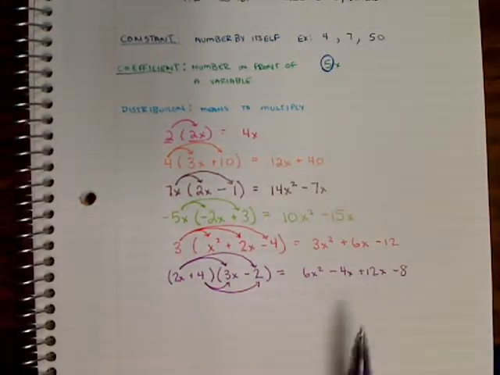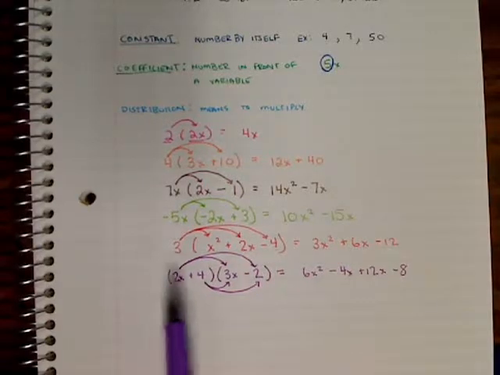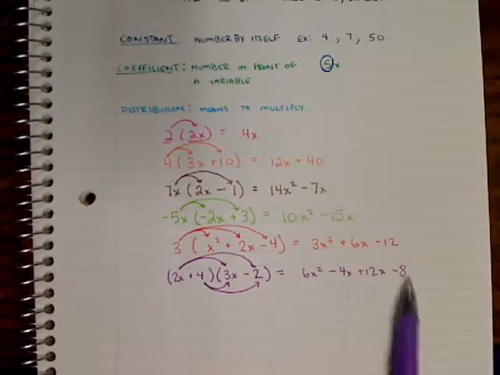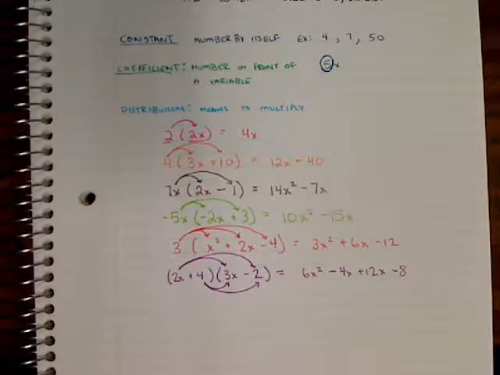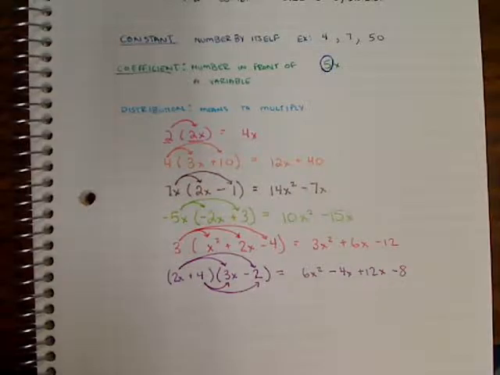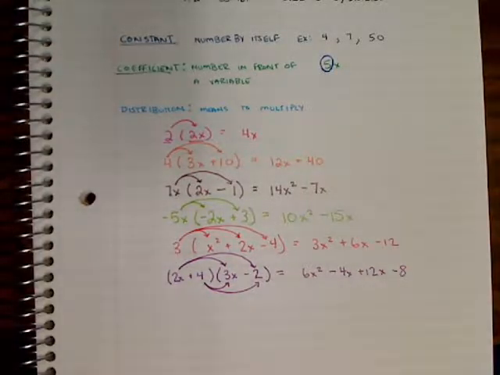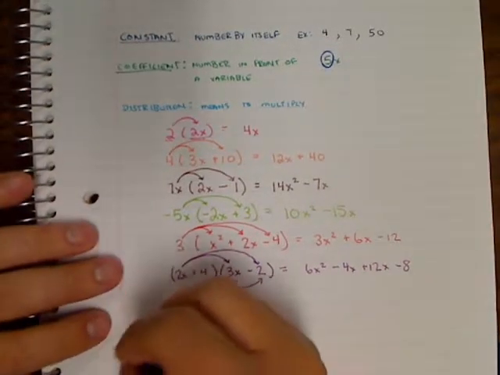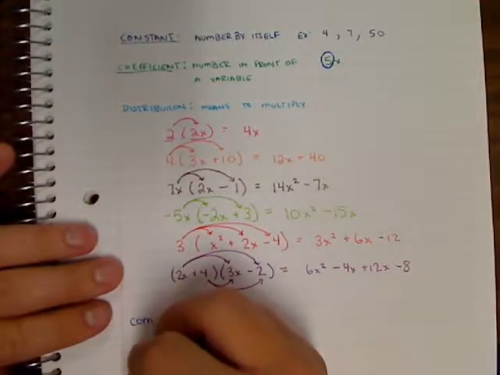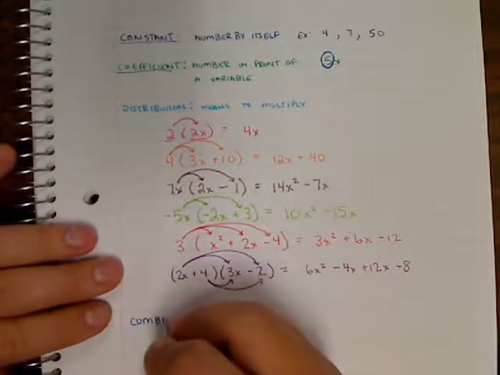Okay. Right now, I'm going to leave this as this, and I'll explain why this isn't your final answer right now. So when we're doing distribution, we'll have some situations like this problem here. And to finish this problem off, what I have to do is combine my like terms. Combining like terms.